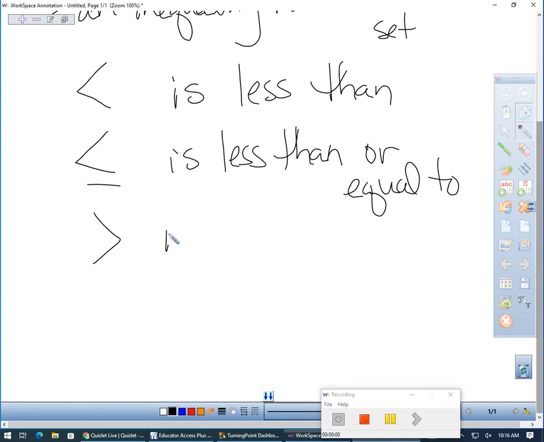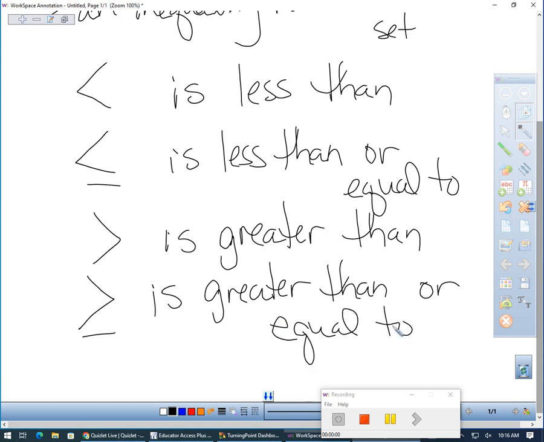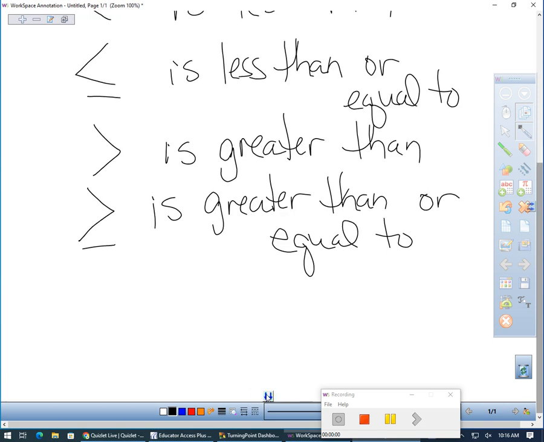This sign is greater than. And then, of course, we have greater than or equal to. Oops, I have to put the line under it for or equal to. All right, so in this case, I want to talk about a couple of things.